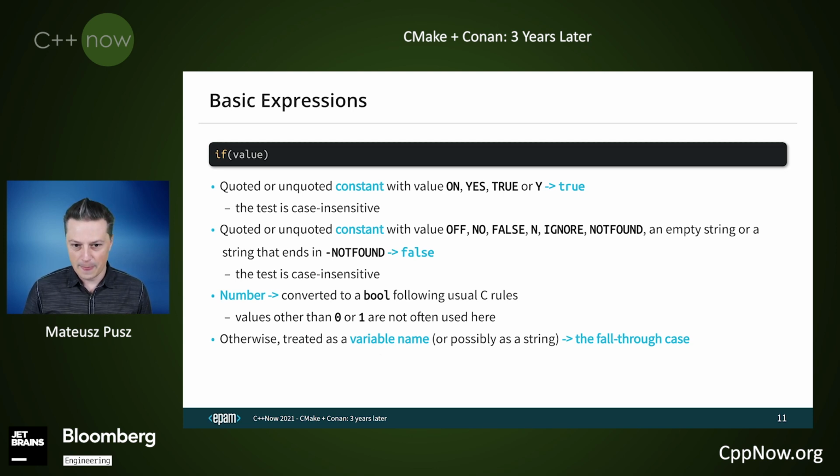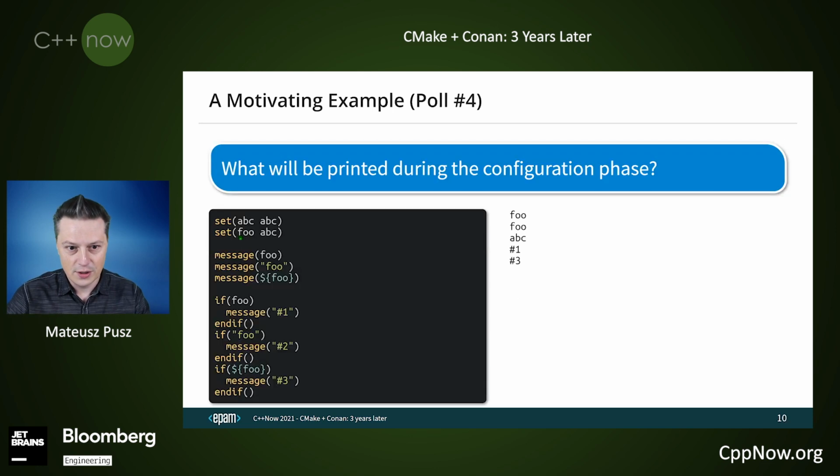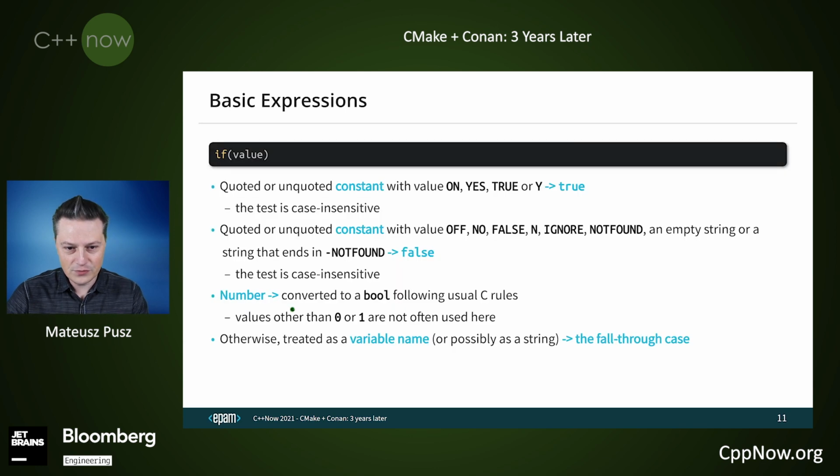So if I try to go back to the previous slide, I don't know why I cannot. So in this case, this variable is treated as a variable name, and here is just a text. So these two are different. In case of branches, this will be treated as a variable. And this is called the fall-through case.